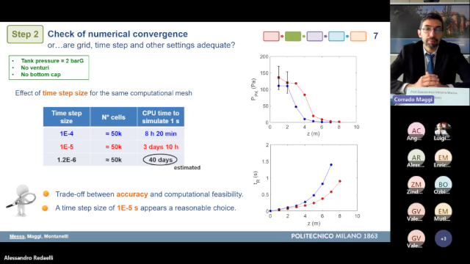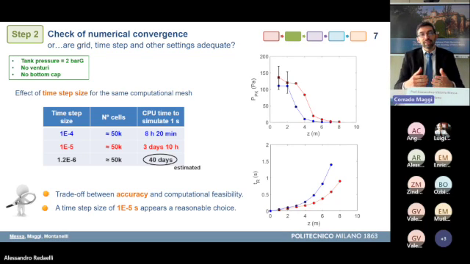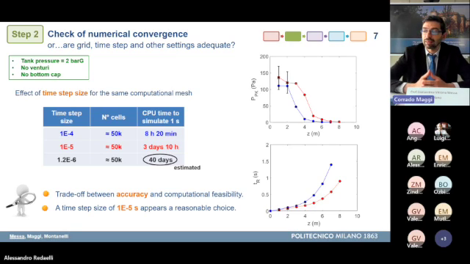Then the second step is the assessment of the numerical convergence, which basically means demonstrating that the numerical factors producing uncertainty, so the factors related with the numerical solution of the flow equations, are suitable for the purpose. And from the point of view of the users, this basically requires demonstrating that the selection of the time step settings and of the computational mesh are suitable.